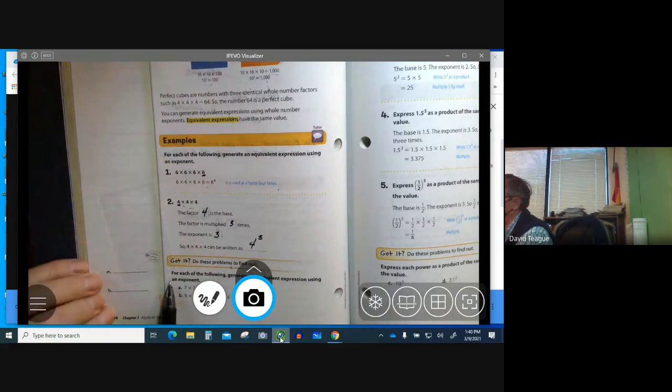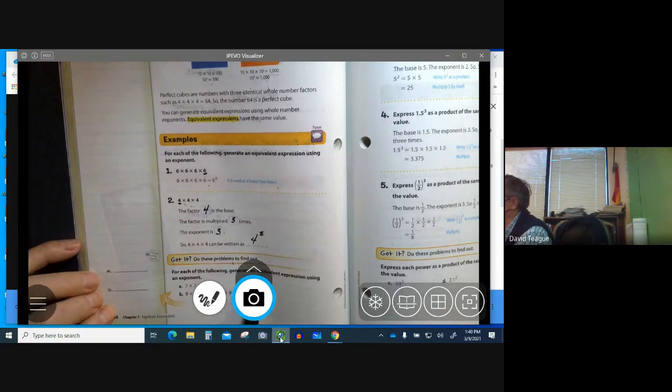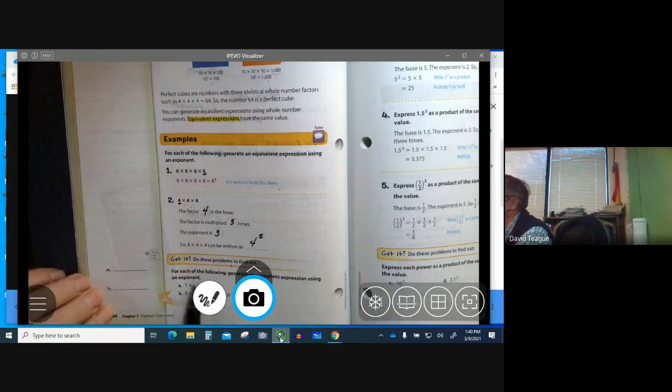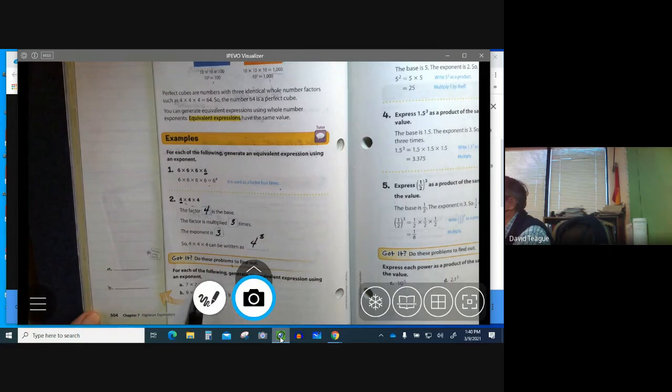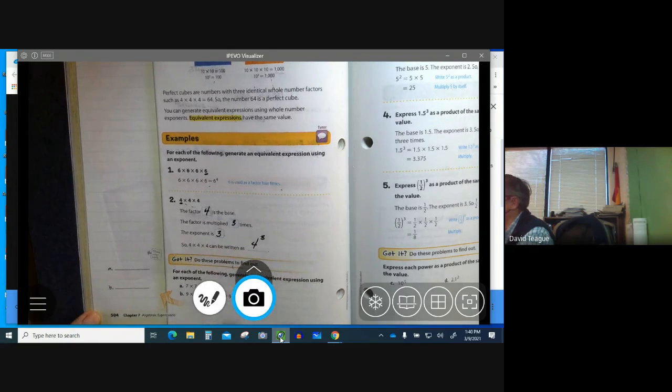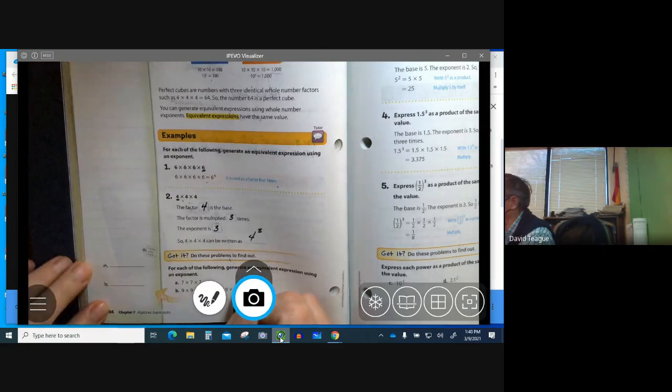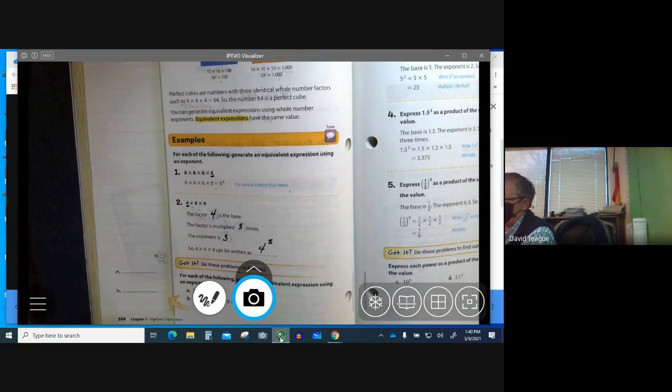Okay, so here at the bottom it says for each of the following, generate an equivalent expression using an exponent. So go ahead and write A with an exponent. Your base is 7, and then your exponent, and B, your base is 9, and your exponent. All you have to do is count it.